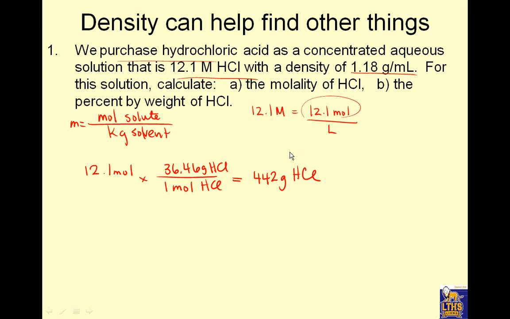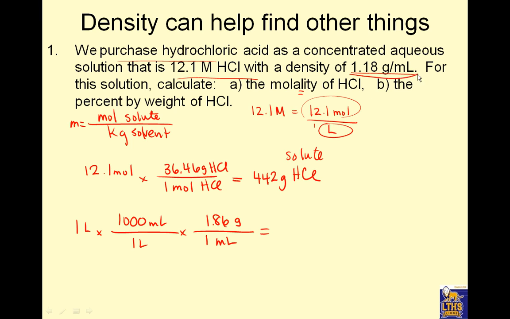HCl is our solute. Okay, in order to get molality, we need to know the mass of our solvent. So we have to figure out how many grams of water are in this. So here's what we do with the density. We say, well, if we have 1 liter of solution times the fact that 1 liter is 1,000 milliliters, and here's where density is going to come in. Then I also know about my solution that 1 milliliter is 1.86 grams.